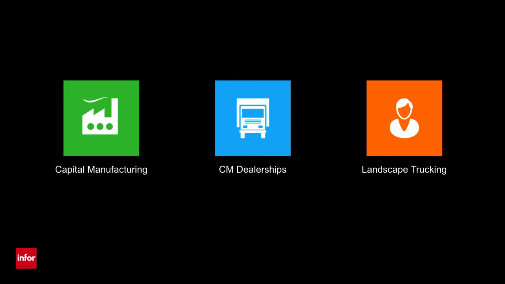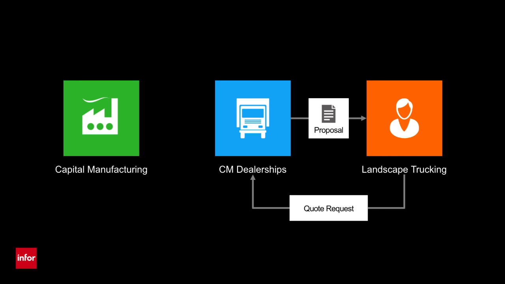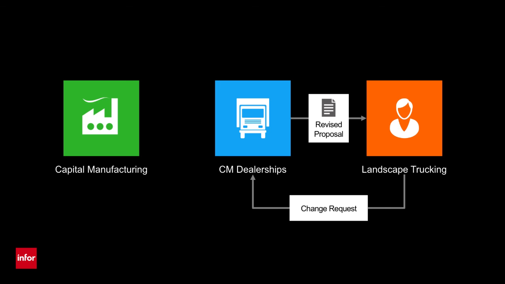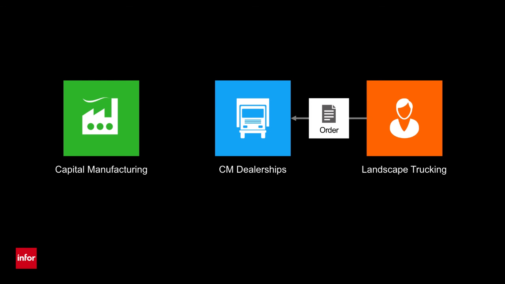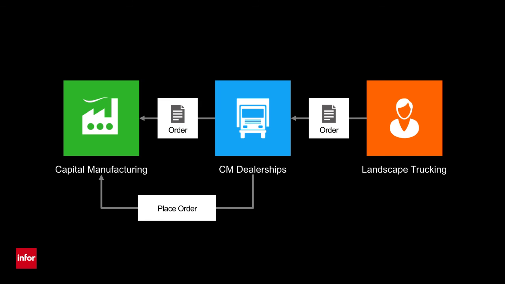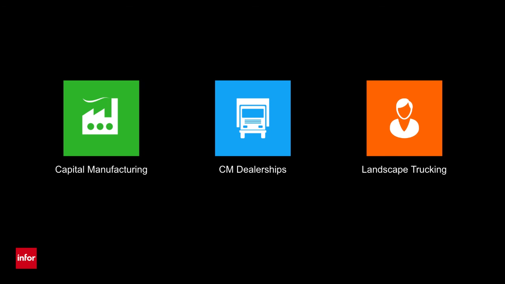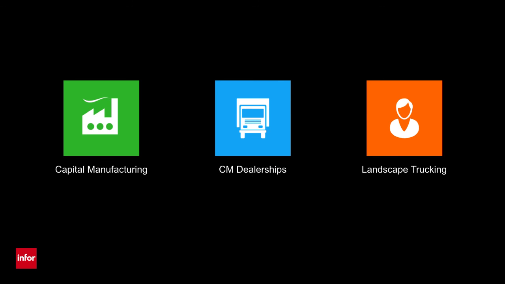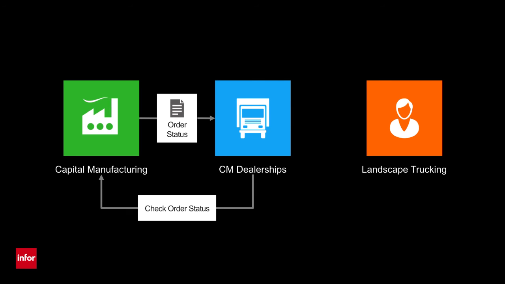We saw how CM Dealerships used Infor Configure Price Quote to respond to a request for quote from Landscape Trucking. We saw how CM Dealerships responded to change request from Landscape Trucking, and we saw how CM Dealerships converted their quote to Landscape Trucking into an order for Capital Manufacturing. We also saw how Capital Manufacturing responded to a change request and a special request from CM Dealerships, generating an updated price, bill of materials, routing instructions, and manufacturing drawing. And finally, we saw how Capital Manufacturing provided order status information to CM Dealerships.